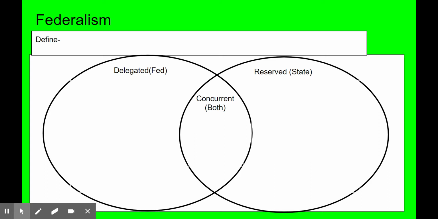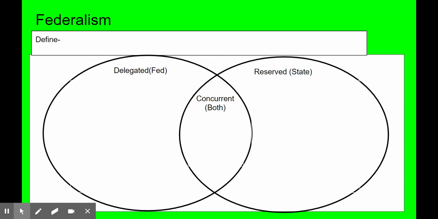First of all, federalism is simply the division of power between the federal and state government. So, going back to our theme of the limited government, the concept of federalism takes the governmental power and basically slices it in half and gives half of it back to the states. So you can see that illustrated here with the Venn diagram.